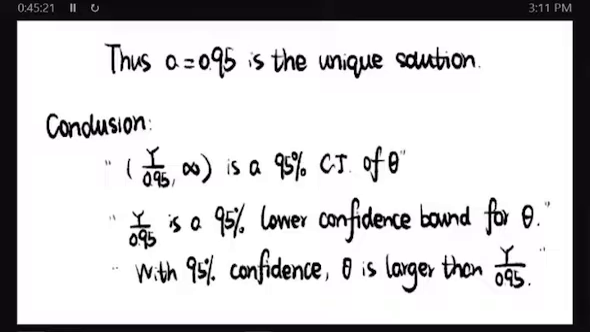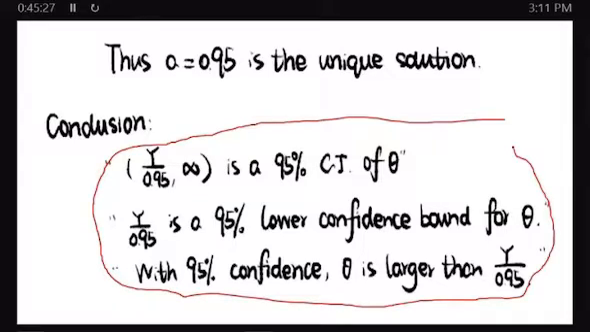If that is the case, I'm going to have this as my conclusion. Since I've already determined my a, it's a 95% confidence interval for theta. But I have to specify it as a lower confidence bound for theta. With 95% confidence, theta is larger than that. So I needed to take a look at what I have.